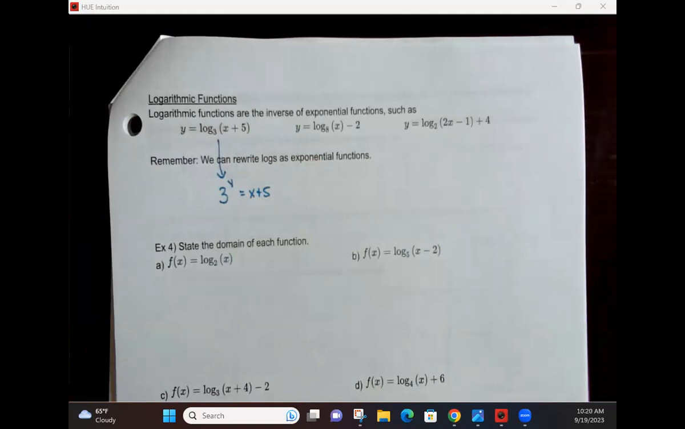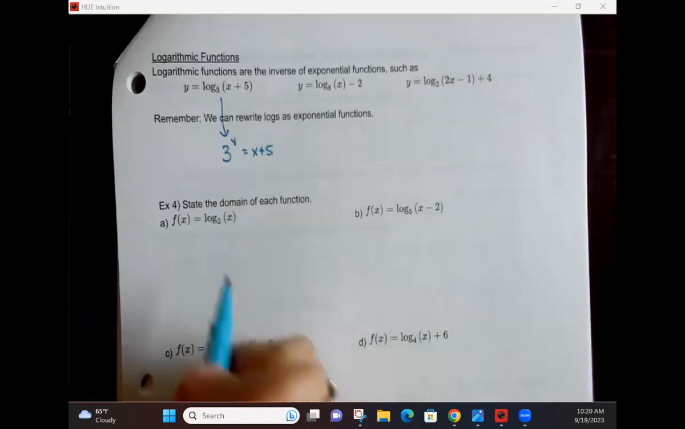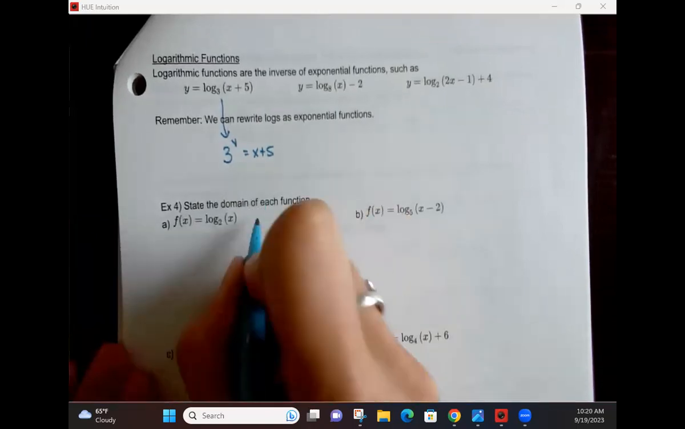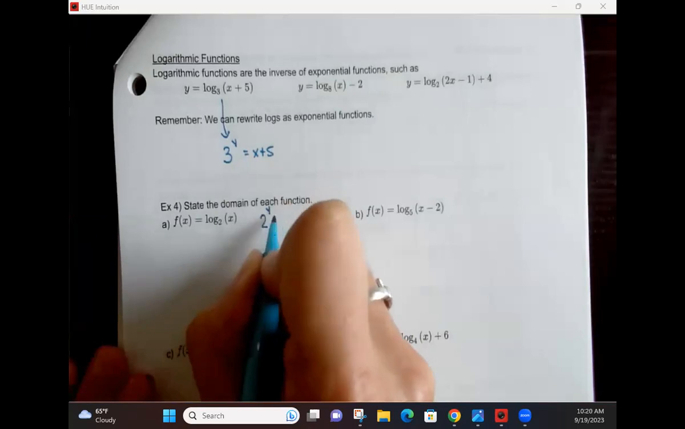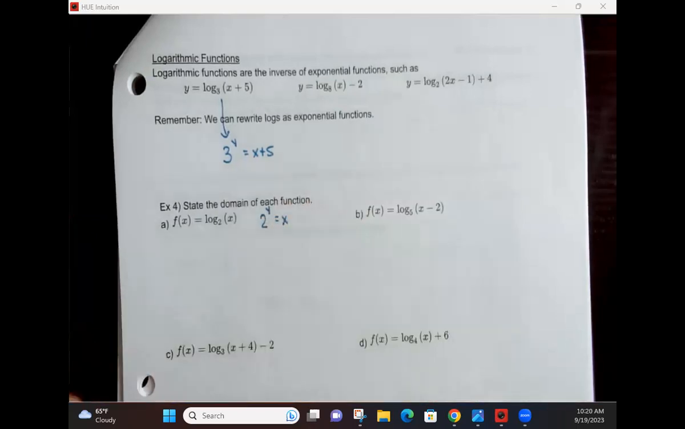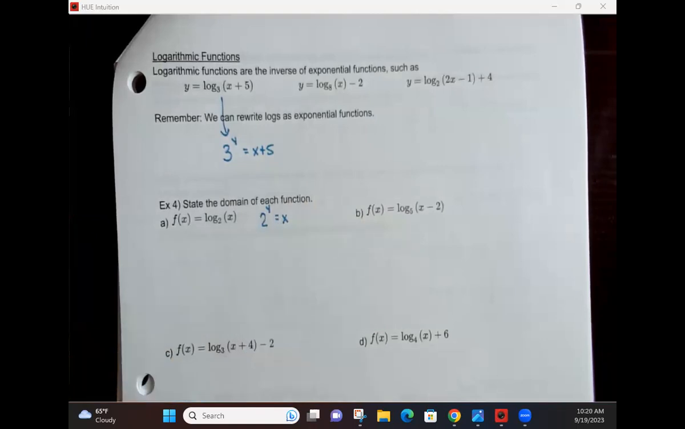Okay. So if we take a look at our first function, log base 2 of x, I'm going to rewrite this as an exponential, at least on this first one, just so we can talk about the kind of values that is okay for x to be. Because remember, it's got that tie to exponential function.